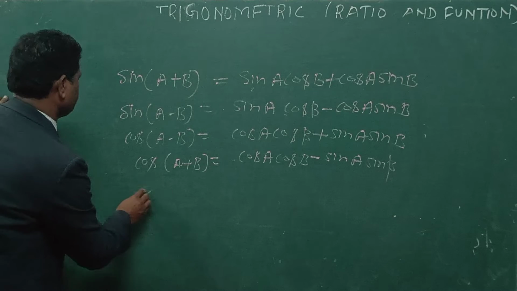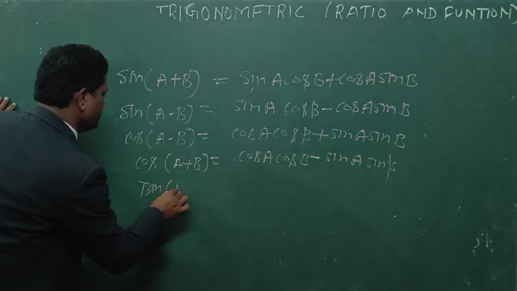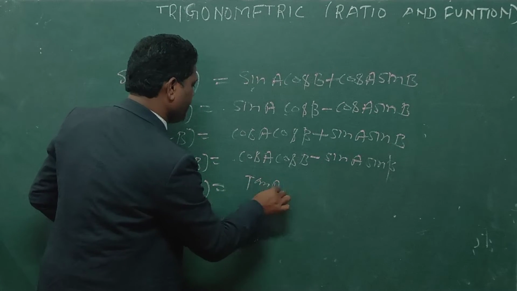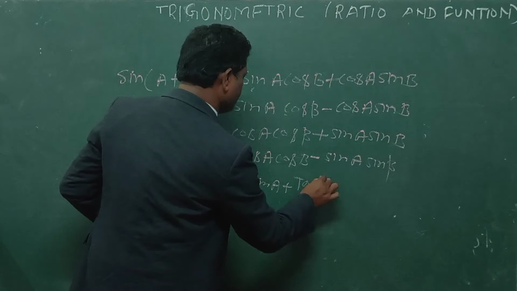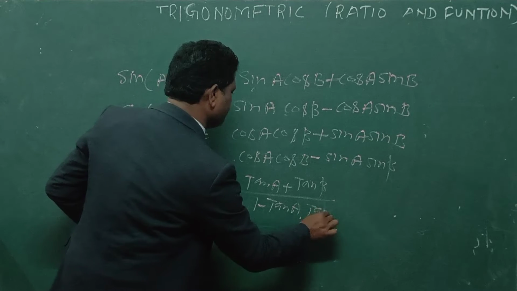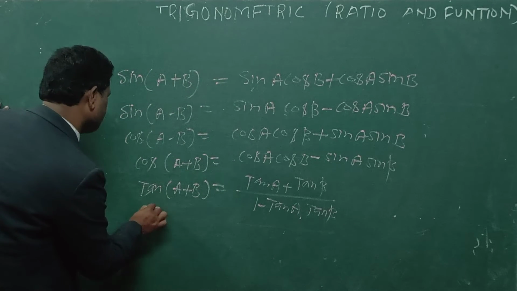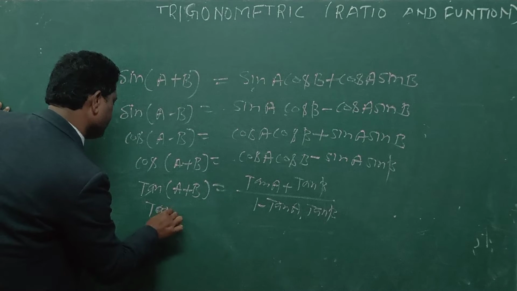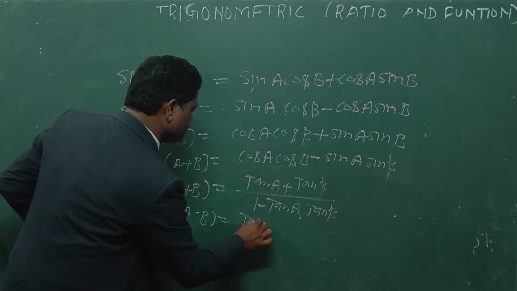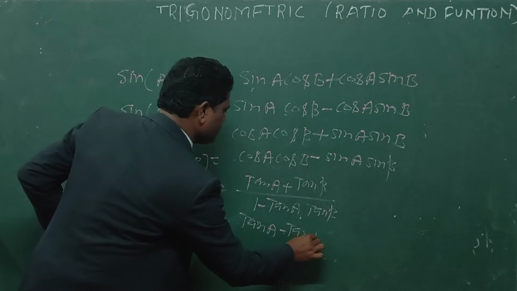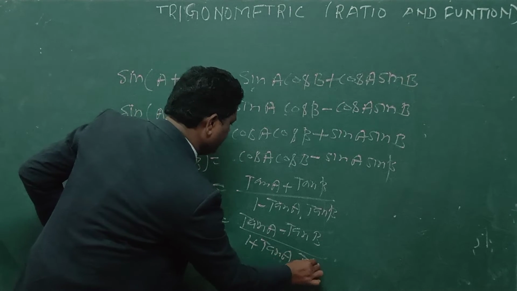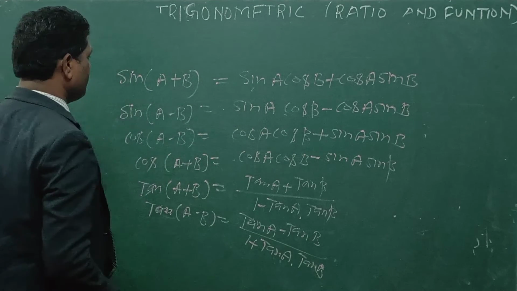After that, tan of A plus B equals tan A plus tan B by 1 minus tan A into tan B. After that, tan of A minus B equals tan A minus tan B by 1 plus tan A into tan B. For one example, I will give you this.